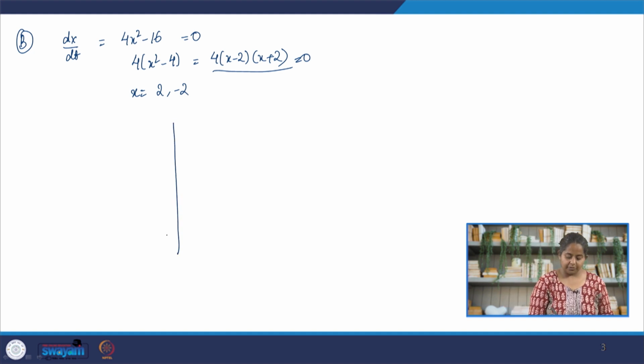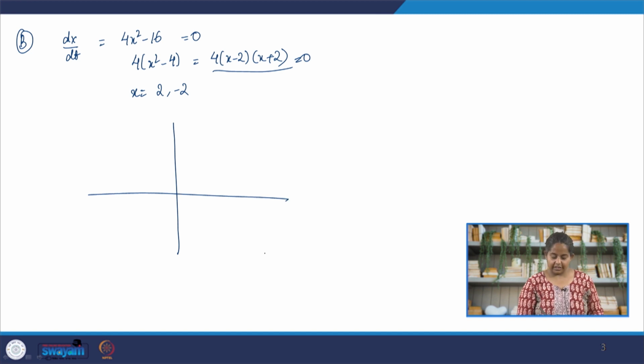So to draw your phase portrait, on x-axis we place x, which is a variable, and on y-axis we place the rate at which the variable is changing, which is dx by dt. We know we have 2 fixed points, one is minus 2 and the other is plus 2. So at these 2 points, dx by dt is 0. Now we need to plot the dx by dt.